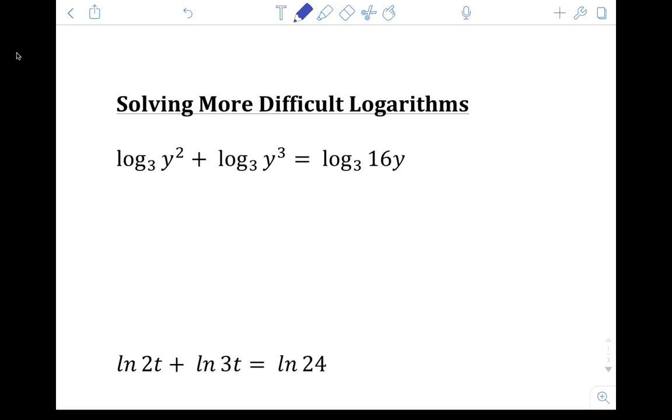Lesson 12.6. It's time to do more difficult logarithms. At this point, you have done the basics of solving logarithms. You've realized that there are really only two options. That has not changed. Your goal is either to be able to drop the logarithms because you have a log on each side, so then you don't need it anymore.